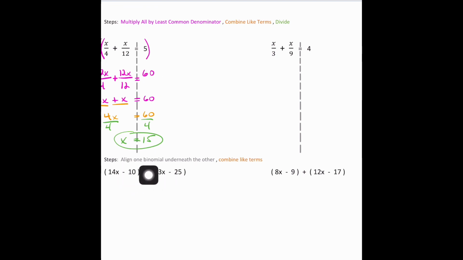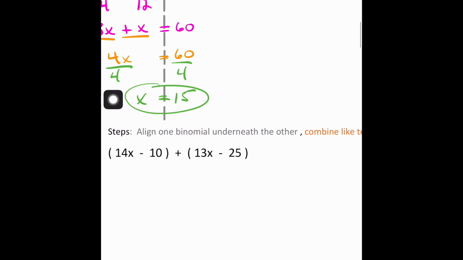It just says align one binomial underneath the other, combine like terms. The reason we do that is, do we see this right here? Let me zoom on in, okay? I'm going to go ahead and get my highlighter out. I want that in gray, and I do want it right in gray as well. All right, so it just says that.